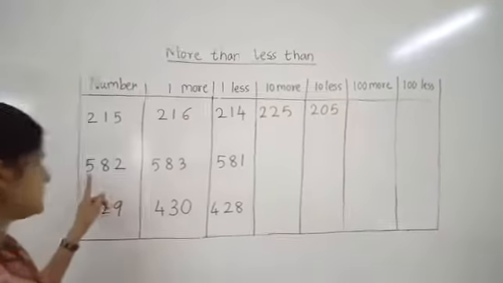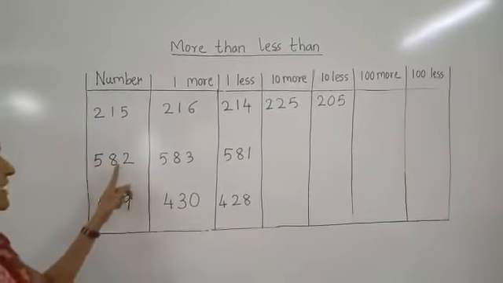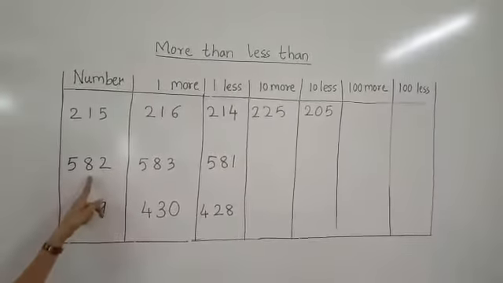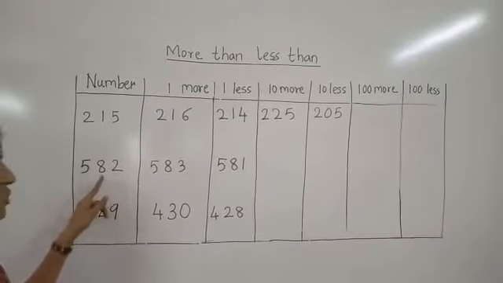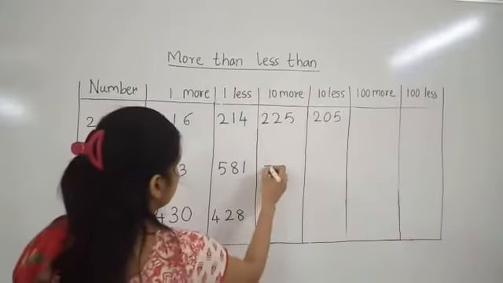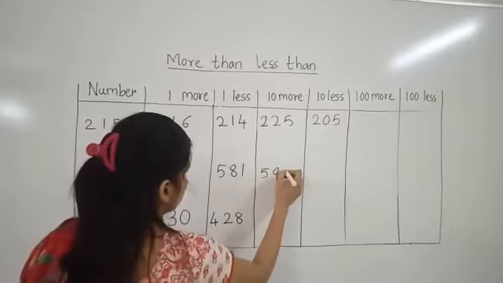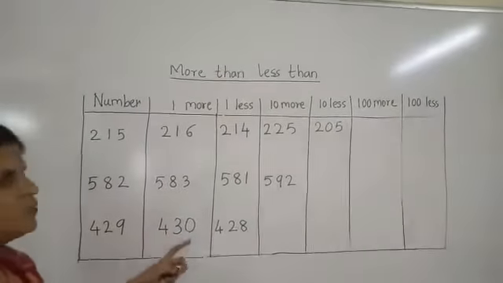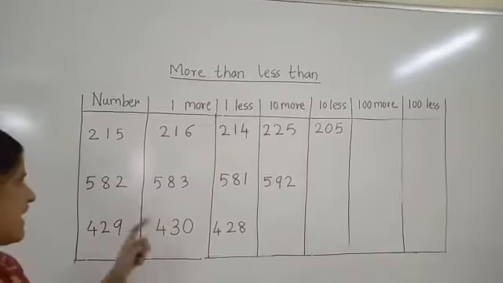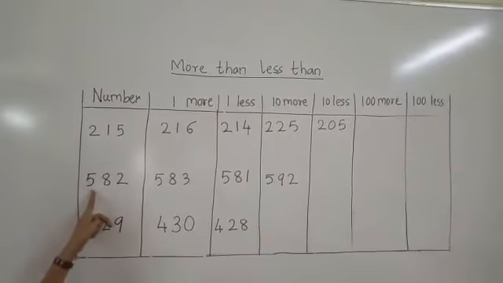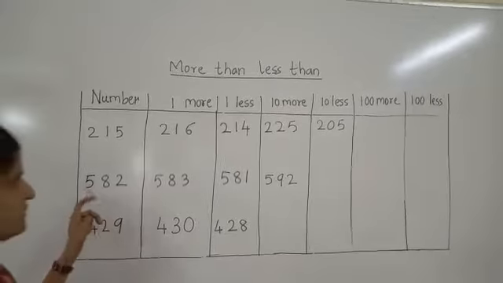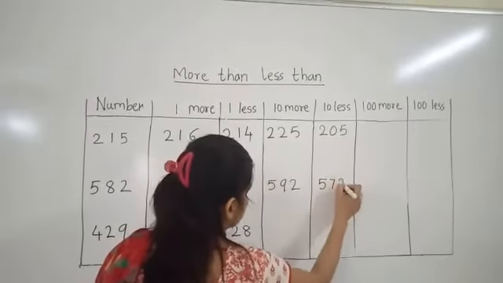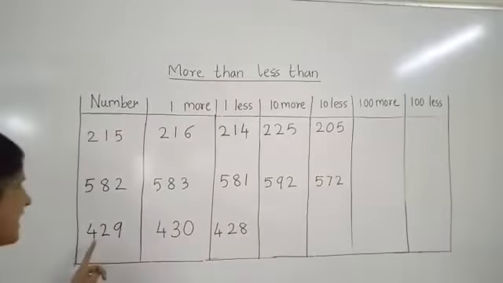Okay. Now next is 582. If we do 10 more in 582, you have to add 10. So it will be 592. Okay. And if we have to do 10 less, then you have to minus 10 from this 582. So it will be 572.